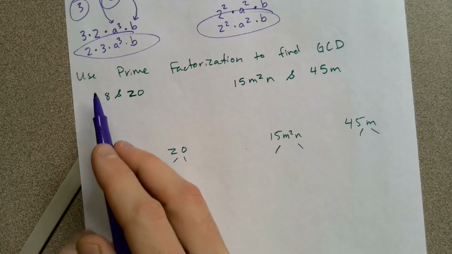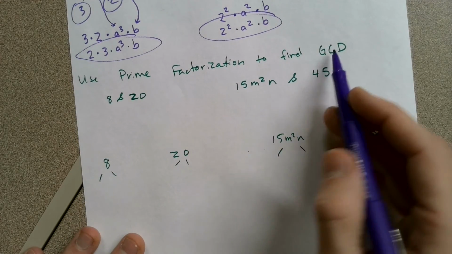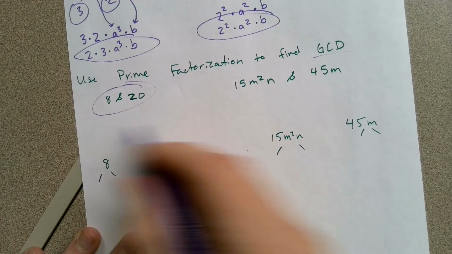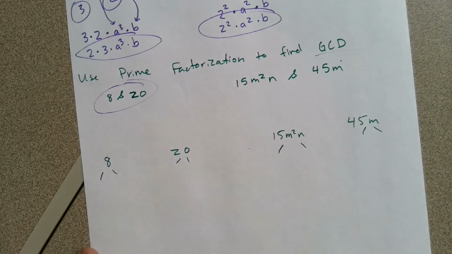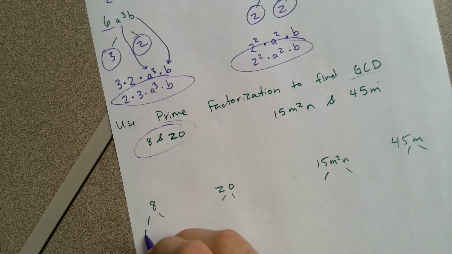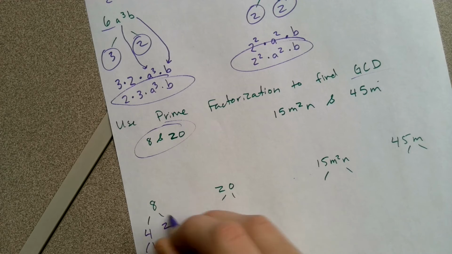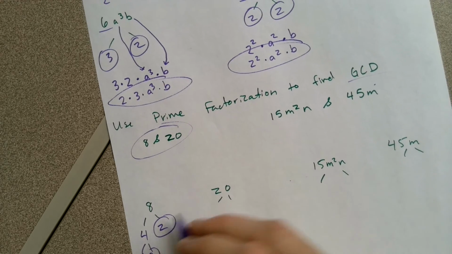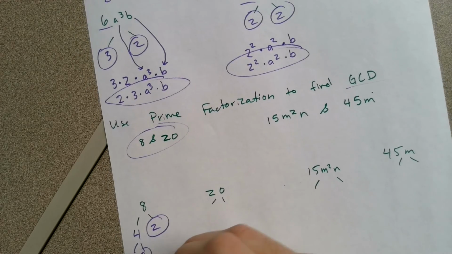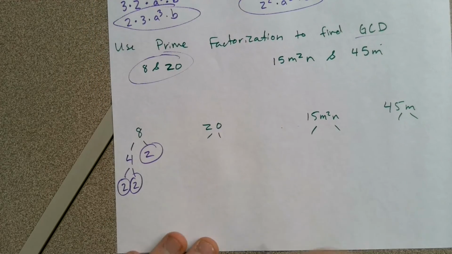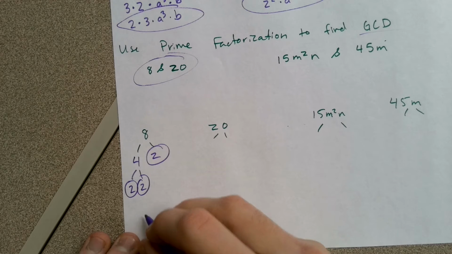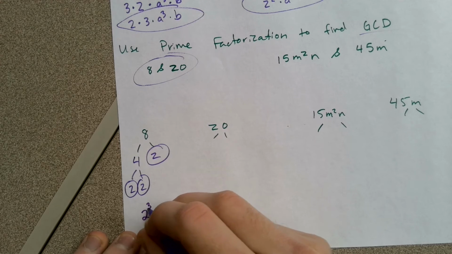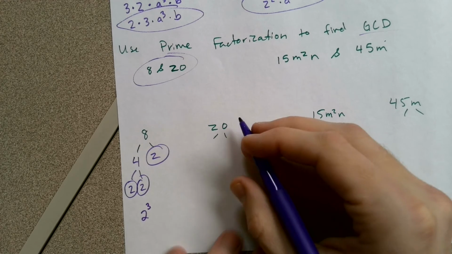Okay, we got two examples here. Use the prime factorization to find the greatest common divisor of this, and we'll start with that one for now. Okay, 8, I'm going to do 4 times 2. This one's prime. 2, 2, done. So 4 times 2 equals 8, 2 times 2 equals 4. Got 3 primes. This is the same as 2 to the third, or 2 times 2 times 2.